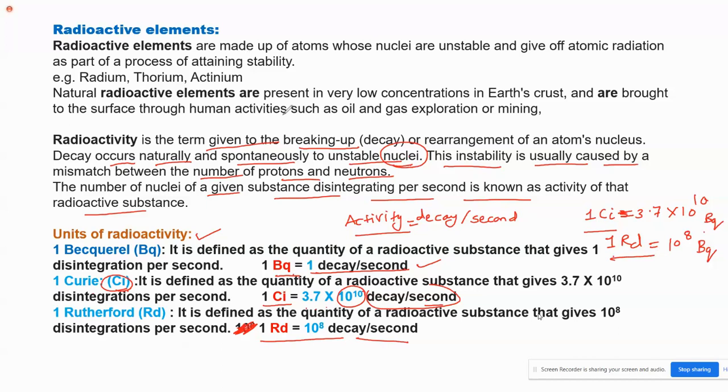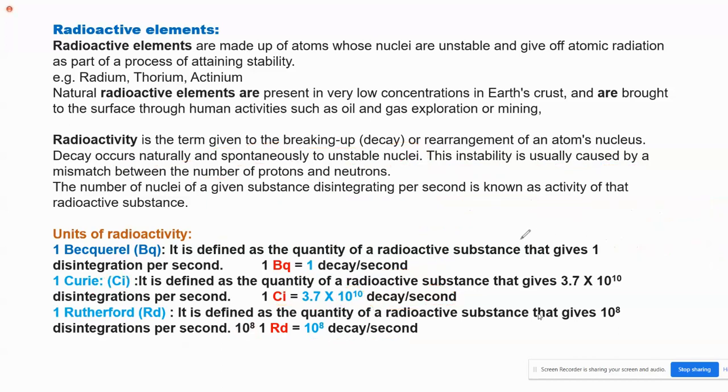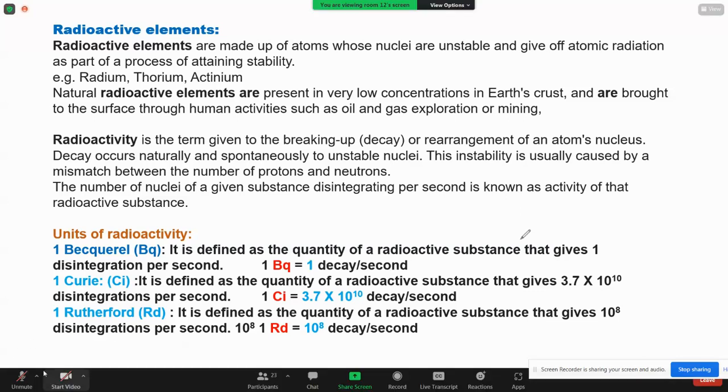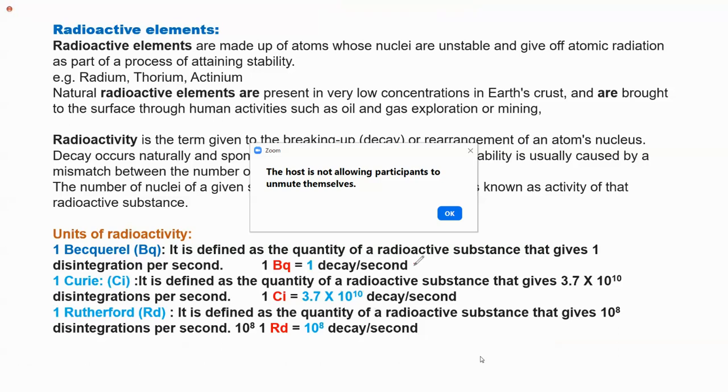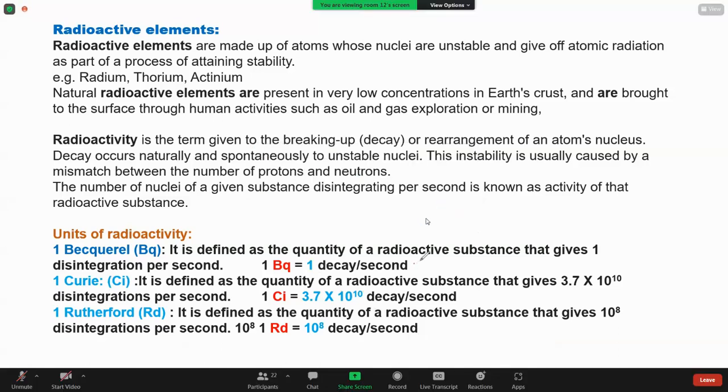Now, doses of radioactive elements are different things. They are measured in gray, which we will see in the next lecture. This is activity: how many atoms have decayed or disintegrated per second. That is that unit. For a particular radioactive element, it will be different. Okay.